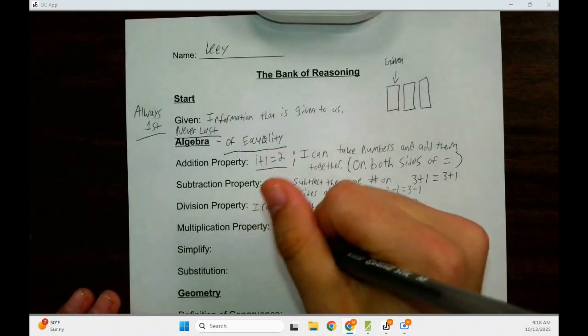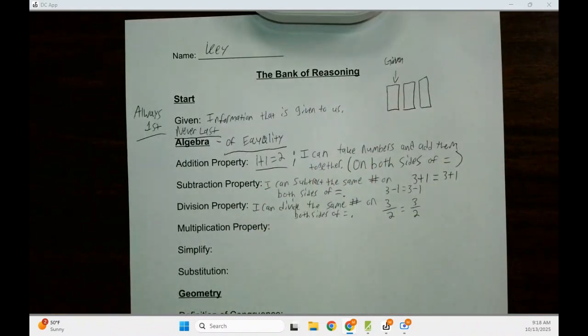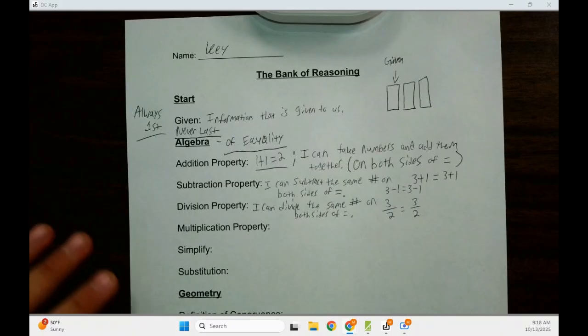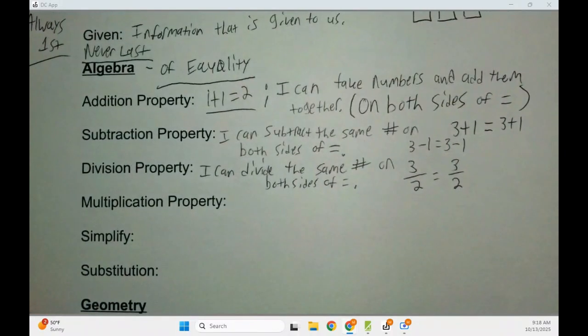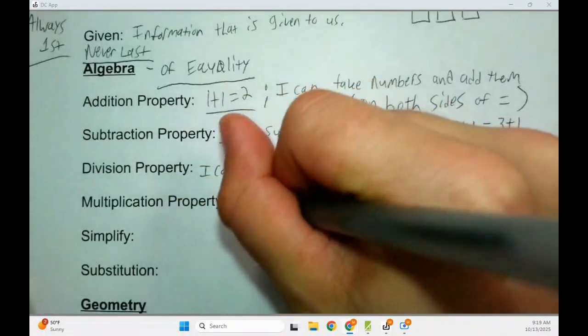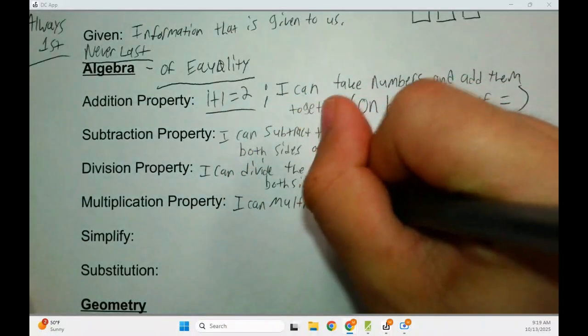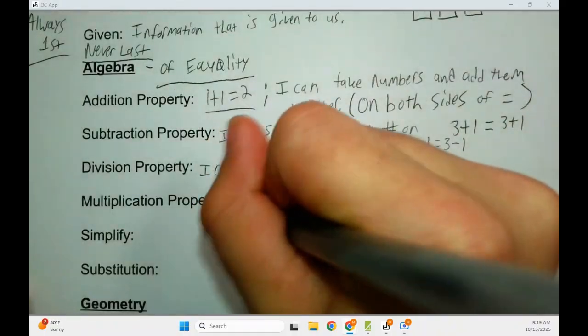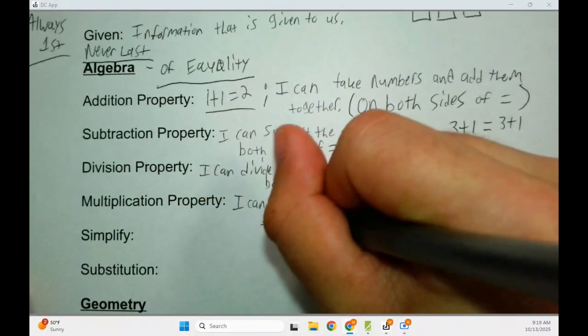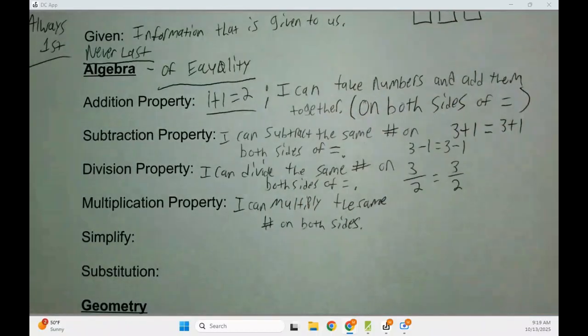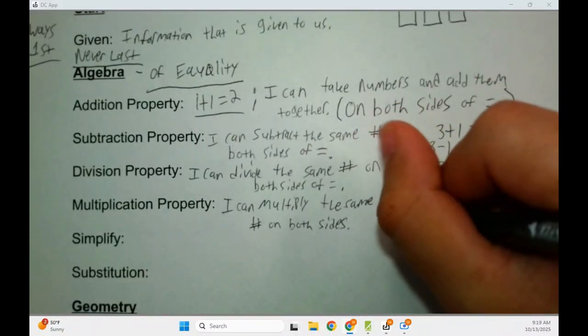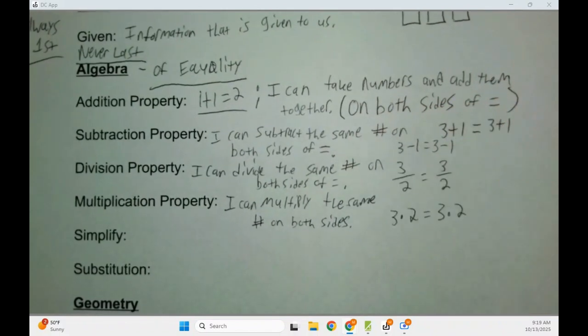And then the last one, multiplication, what might a definition of that one look like? Zoom in here so it's a little easier to see. Multiplication. Well, I can multiply the same number on both sides. So I have 3 times 2 equals 3 times 2. That's going to be equal. 6 equals 6. So what questions do you guys have about what I'm talking about here with these 4 properties?